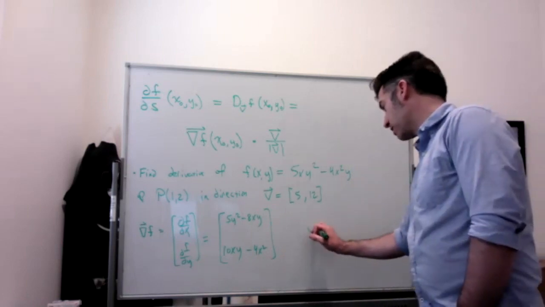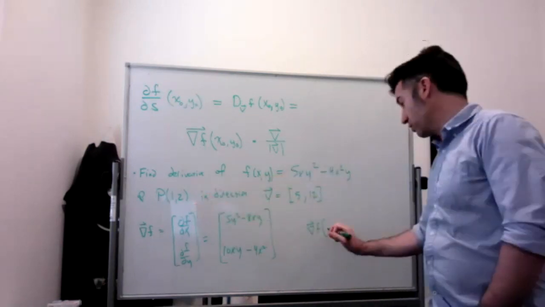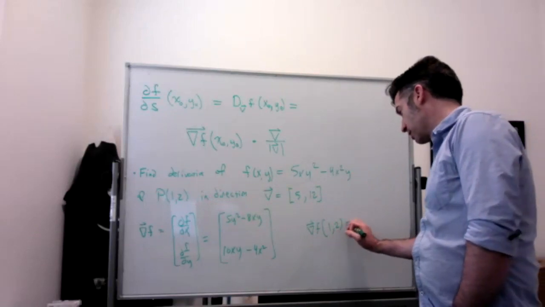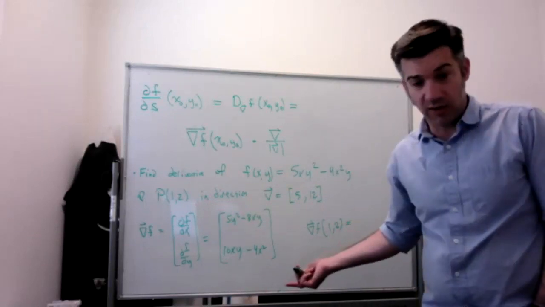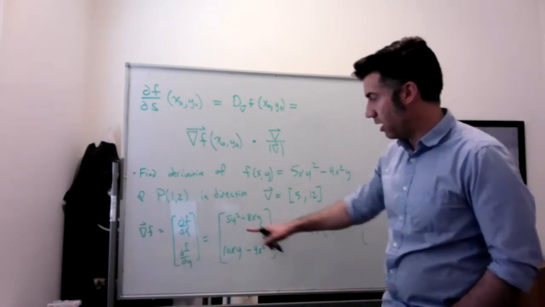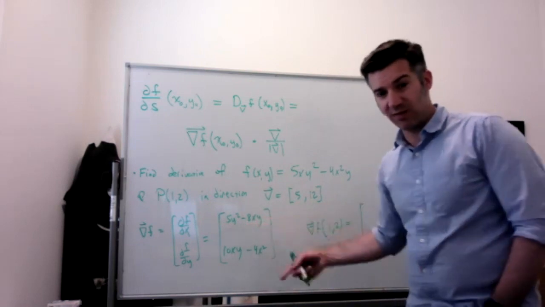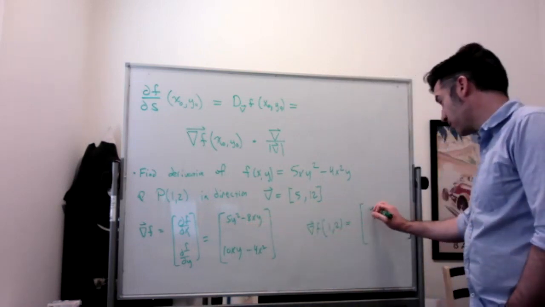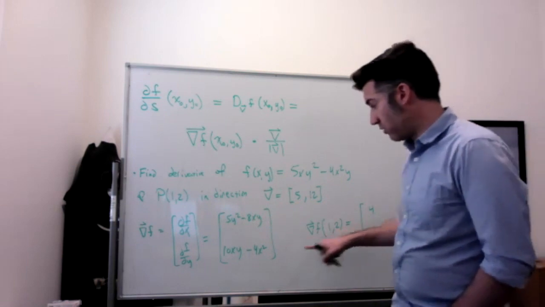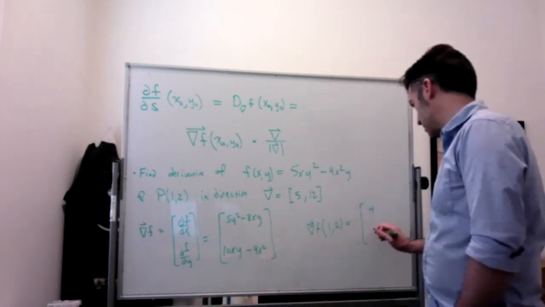And then your gradient specifically evaluated at the point we were talking about, (1, 2), I'm just going to plug in 1 for x and 2 for y. I'm going to get 5 times 4 minus 8 times 1 times 2. It's going to be 20 minus 16, which is 4. And if I plug in 1 for x and 2 for y, I get 10 times 1 times 2, which is 20, minus 4 is 16.